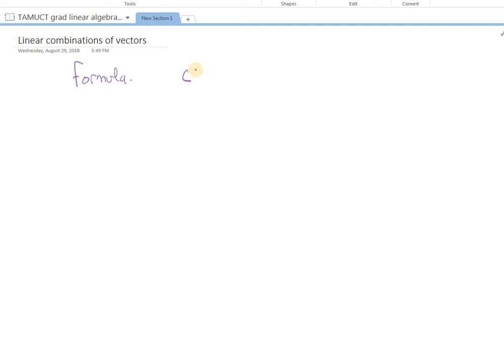You may see something like this: CV plus DU plus, let's say, EW. Now this C, D, and E, these are constants, or we could call them scalars. They're real numbers. And this V, U, and W, these are vectors. Okay, so if I have vectors, I can form objects that are combinations like this. You can say they're sums of scalar multiples of vectors.